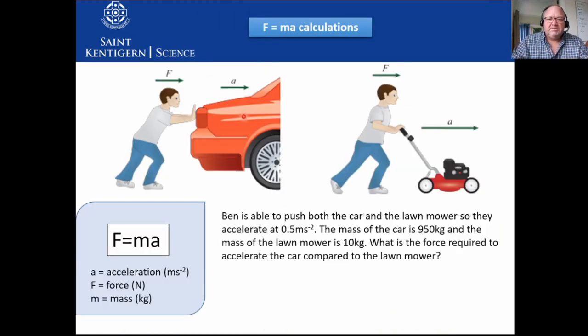So here's Ben. Ben is amazing. He can push both a car and a lawnmower, so they accelerate at 0.5 meters per second squared. The mass of the car is 950 kilograms, and the mass of the mower is 10 kilograms. What is the force required to accelerate the car compared to the lawn mower?